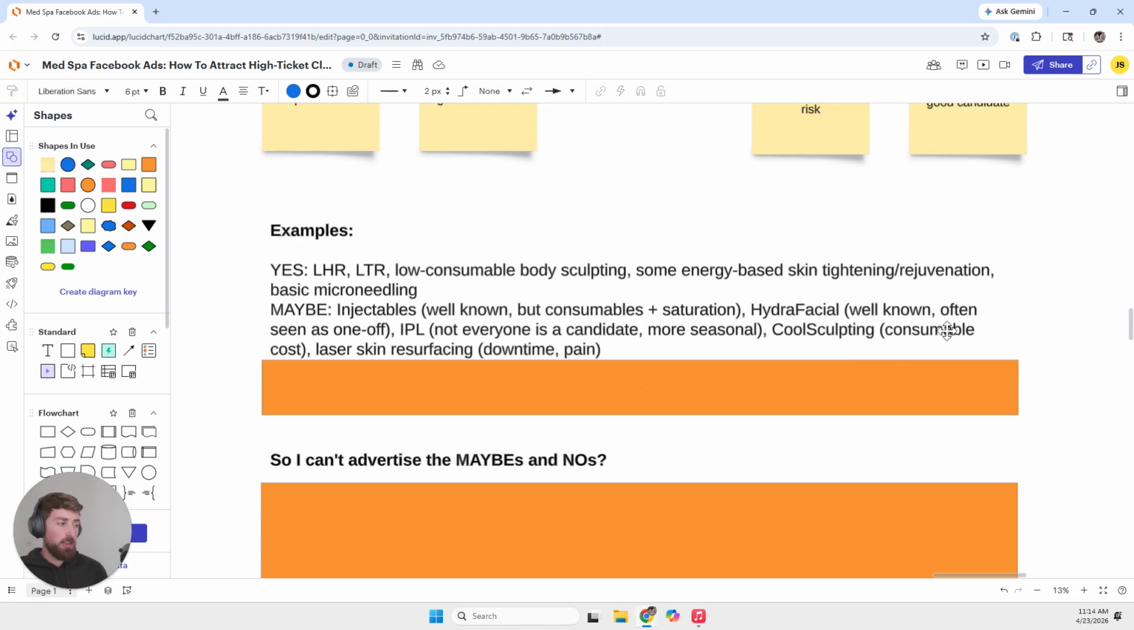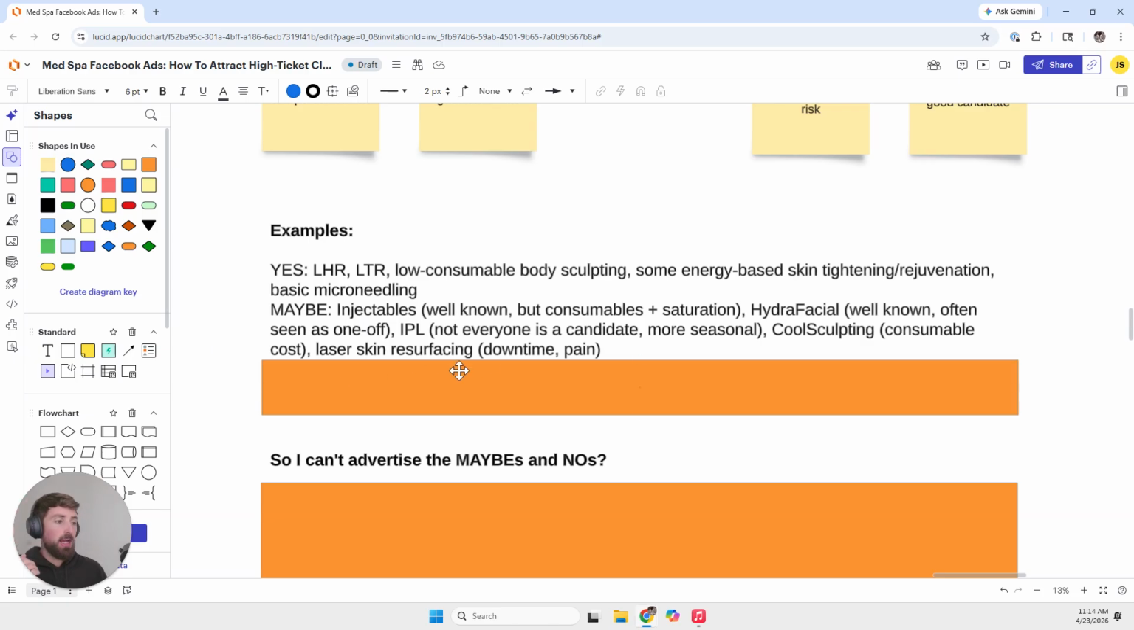CoolSculpting, the only reason I put CoolSculpting in here as a maybe is because of the consumable cost. It's very well known at this point. People understand that you need multiple sessions, but the issue is that there is the high consumable cost. And so it's difficult to create a promotion that gets a complete stranger interested enough to actually come in and see you.